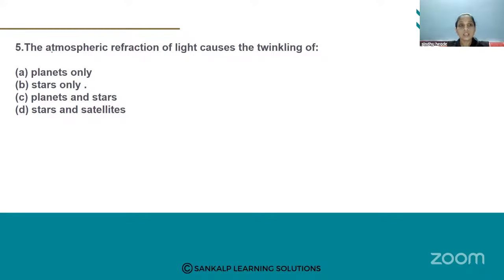We'll move to the fifth one. The atmospheric refraction of light causes the twinkling of what? It causes the twinkling of stars only. We know that planets do not twinkle. So planets and sun, only stars twinkle, not planets. So this one is also wrong. Star and satellites, this one is also wrong. Only stars twinkle due to the refraction occurring in the atmosphere.